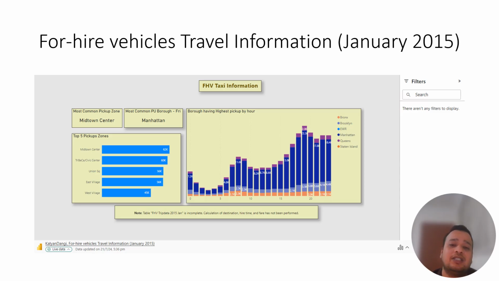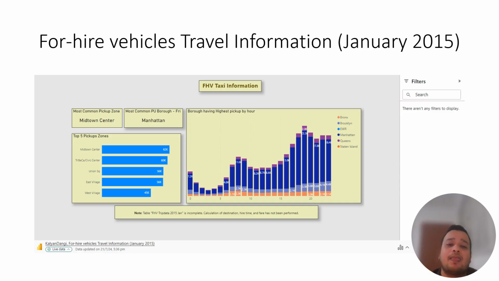The card highlights the most common pickup zone and the most common pickup borough on Fridays. The cluster bar chart presents the top 5 pickup zones, allowing for a side-by-side comparison of their pickup counts. The stacked column chart shows the borough with the highest number of pickups by hour, illustrating the contribution of each borough over time.